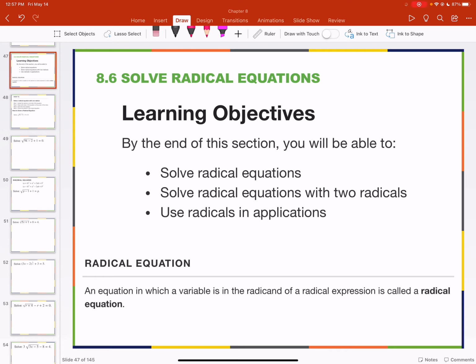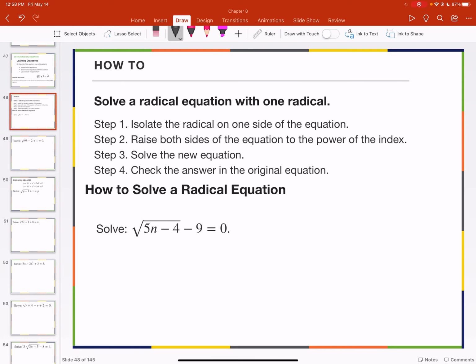Okay, so 8.6, solving radical equations. By the end of this section, we're going to solve radical equations with one or two radicals, and that's about it. I don't think we're going to do any applications today. So what is a radical equation? It's basically an equation that has a radical inside of it, something like this. So how do we solve an equation that has one radical? You basically isolate the radical by itself and then raise both sides of the equation to the power of whatever the index number is, solve the new equation, and check the answer.